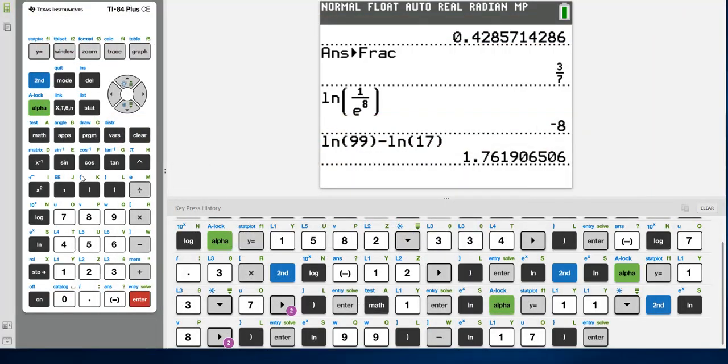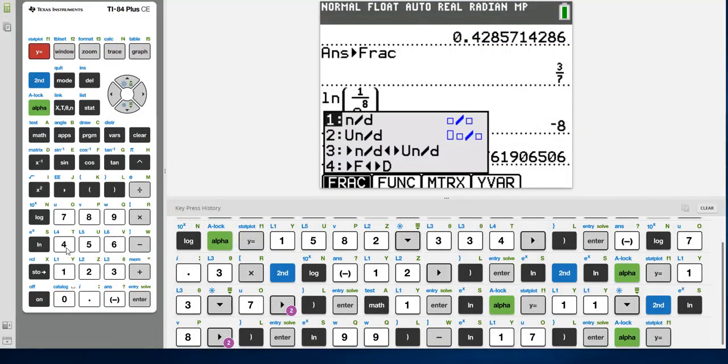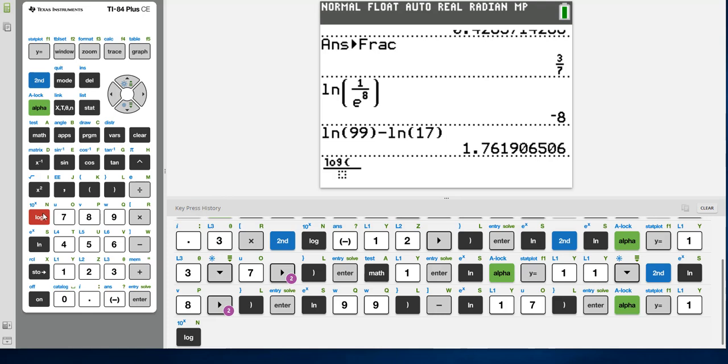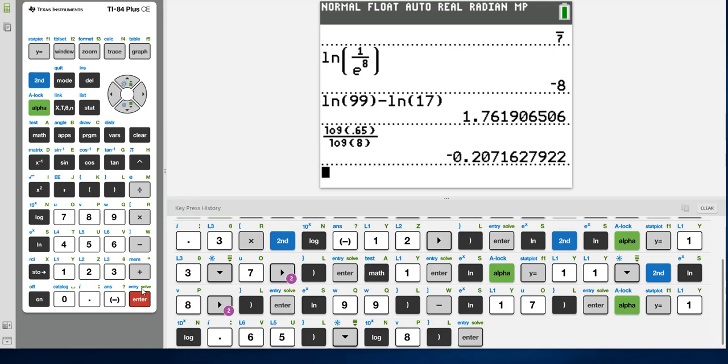To use the common log option, press alpha, y equals number 1. Press log, type in 0.65 and press the close parentheses. Press the down arrow. Press log and type in 8 and press the close parentheses. Press enter. After rounding to 4 decimal places, negative 0.2072 is our answer.